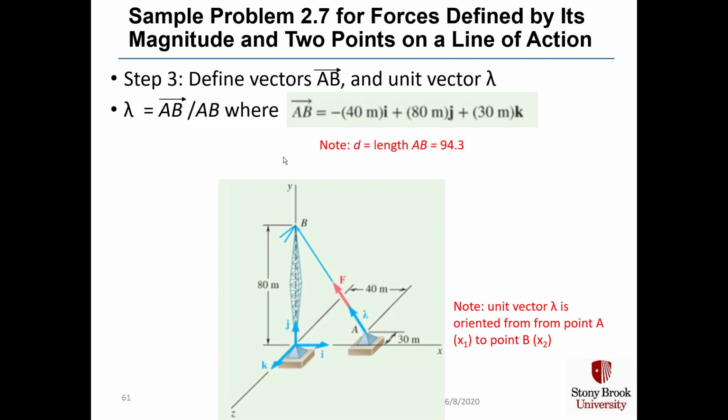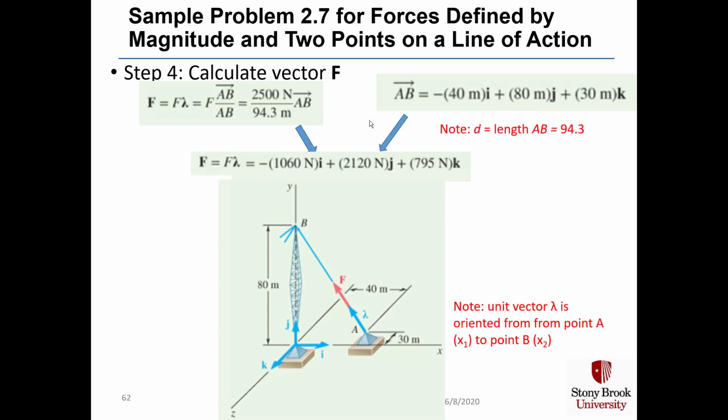Now we define vector AB and unit vector lambda. Vector AB is equal to minus 40 meters, meaning dx in i, plus dy in j, plus dz in k, which is why we just plug in minus 40, 80, and plus 30. And lambda is vector AB divided by its length, where the length is small d, which is 94.3 meters.